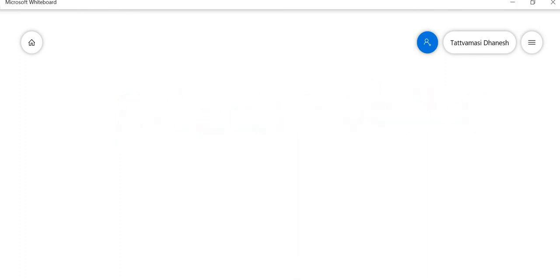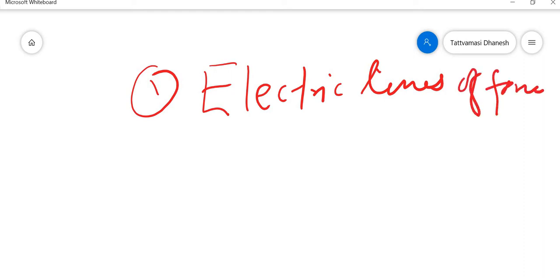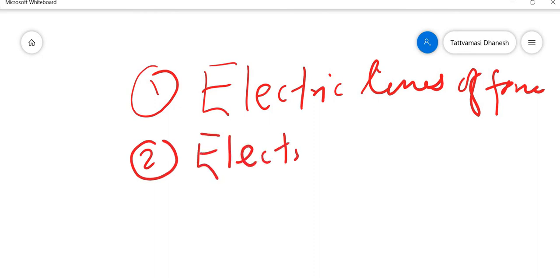The first thing I'm going to discuss is electric lines of force. What is electric lines of force? The second thing is electric dipole. So two aspects I am going to cover now: electric lines of force and electric dipole.